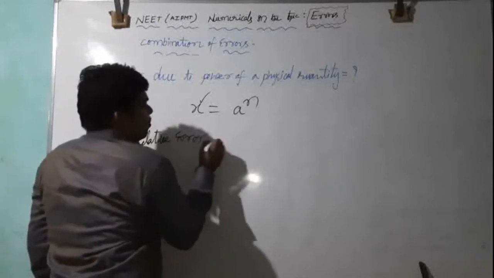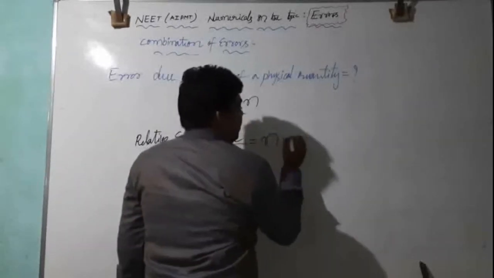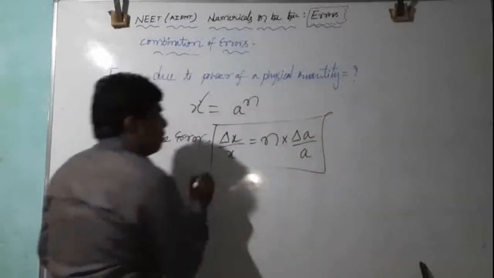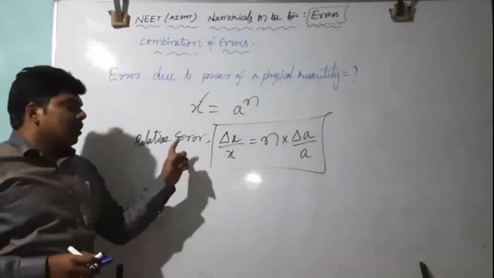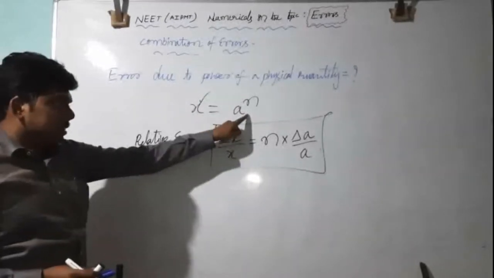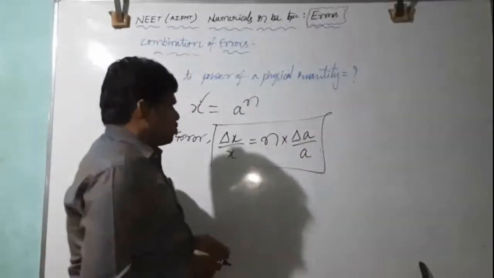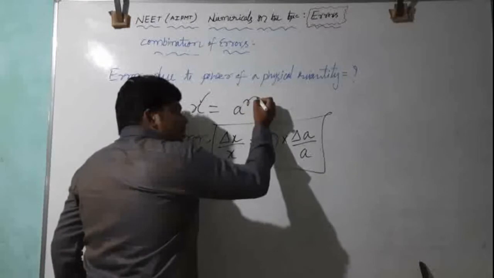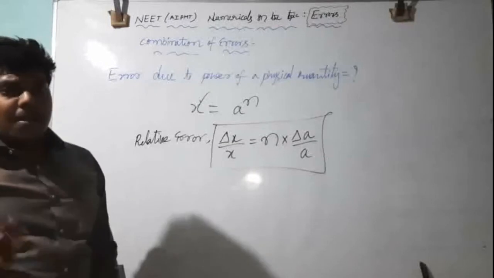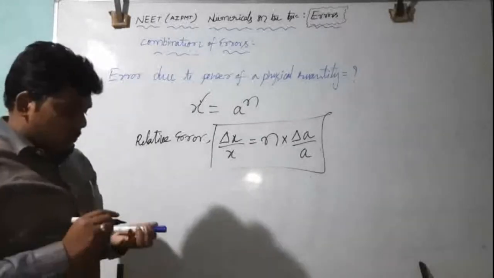Relative error is equal to delta x by x. Delta x by x is equal to n into delta a by a. The maximum possible relative error in the power of a physical quantity is given by delta x by x equals n into delta a by a. And you should remember that one. Whether the power may be negative or positive, always here we should take the positive value only. We should neglect the minus sign. Even if the minus sign is there, you should not consider that one. We should consider the positive value only.